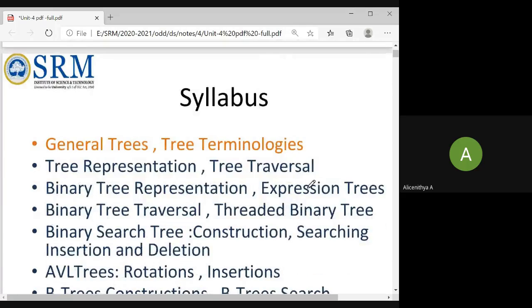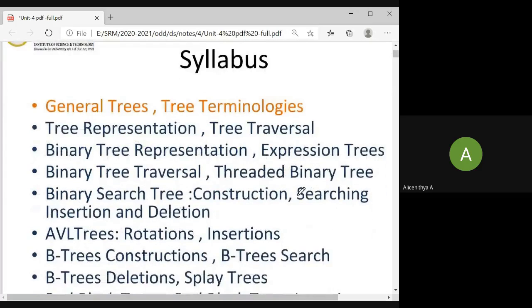Okay, so with this introduction, I will start the fourth unit. The fourth unit is basically trees. A tree can be considered as a non-linear data structure which follows a hierarchical pattern.